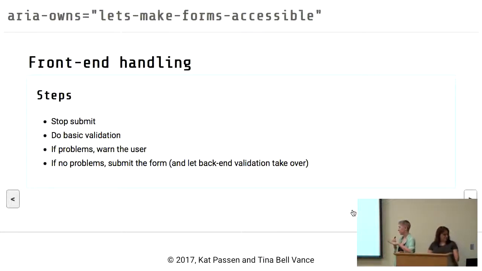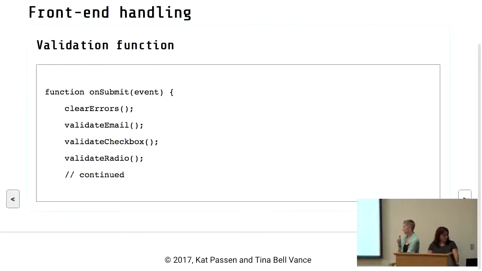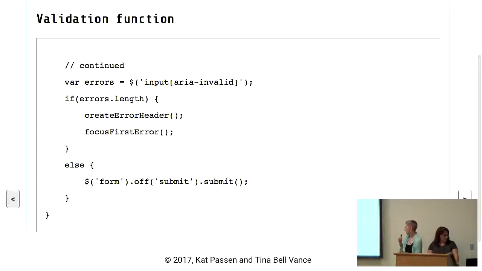So we'll stop the submit like normal and do some validation. If there's problems, warn the user, and if there's no problems, we'll submit the form. If there's any backend problems, then it will do what it needs to do. So simply, on submit, clear out any errors that may come from a previous validation and check each field. Then if we have any errors, we'll put in our global error that says, hey, there are some errors, and we're going to focus the first error that is on the page. This gives somebody the knowledge that something is wrong, and it puts them immediately where the problem is, so they don't have to go looking.